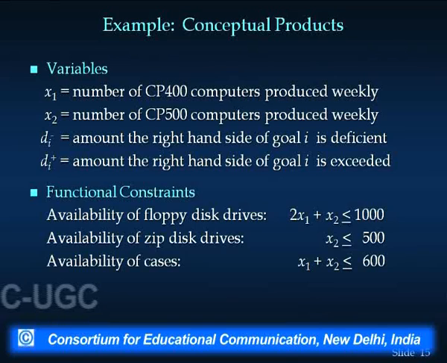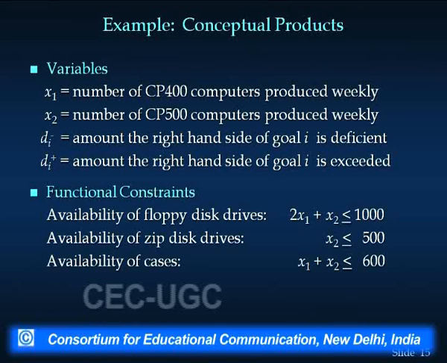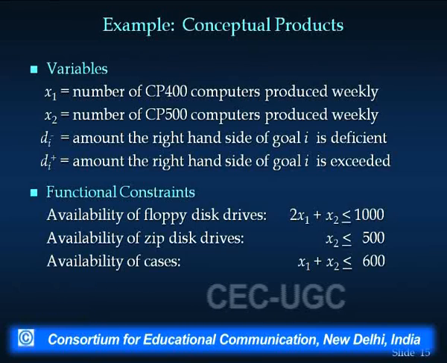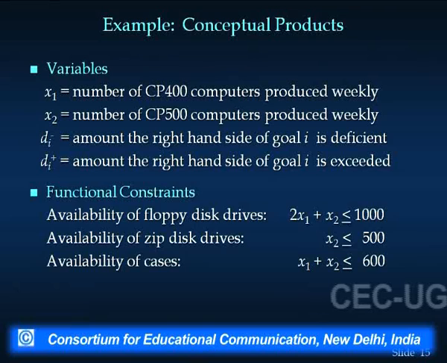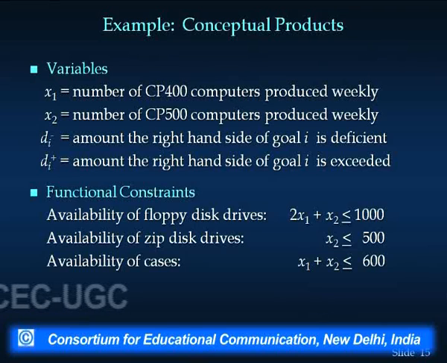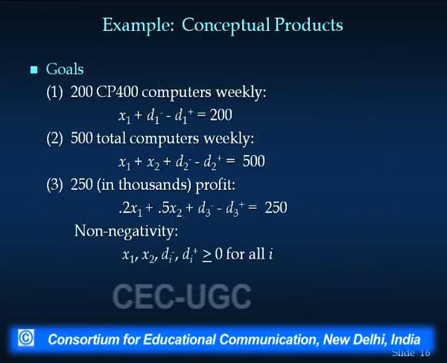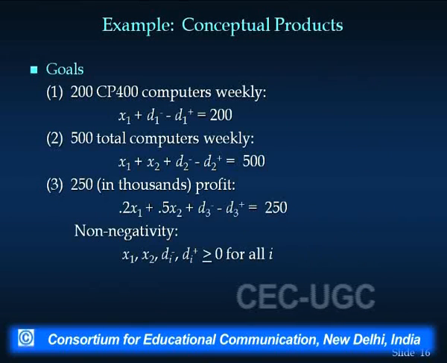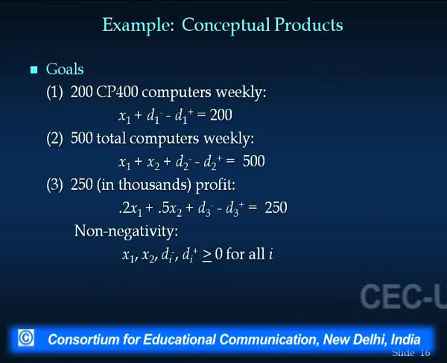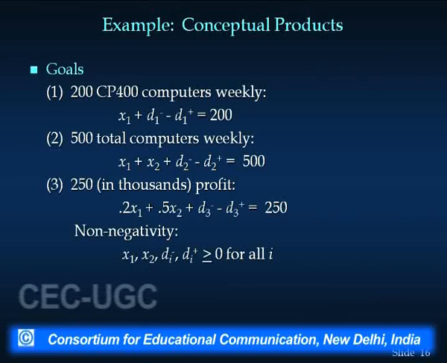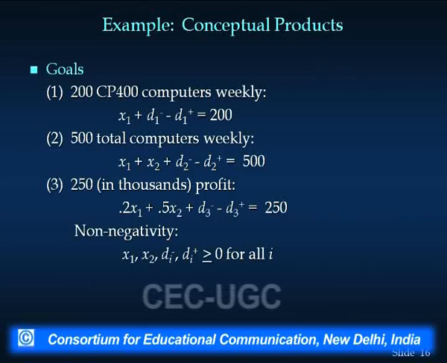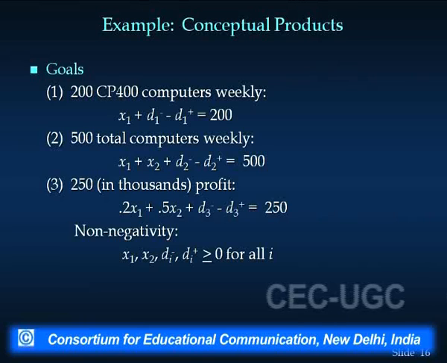That's why we have added them and we have kept the inequality sign, and 600 is the figure on the right hand side. So x1 plus x2 is less than or equal to 600, and our goals will be stated in the equations. The first goal, 200 CP400 computers for the state weekly production.